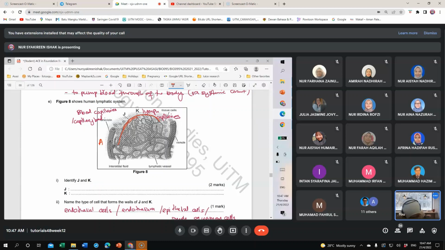Kalau K, awak tengok dia ada open end. Okay, open end. So ini bukan dalam open circulatory system, still closed, tapi ini adalah lymph capillaries of the lymphatic system. Okay, lymph capillaries. Lymph capillaries are not continuous. It has open end. Open end kenapa? The function of the lymph capillaries is to collect, okay, excessive fluid in the tissue, kan?